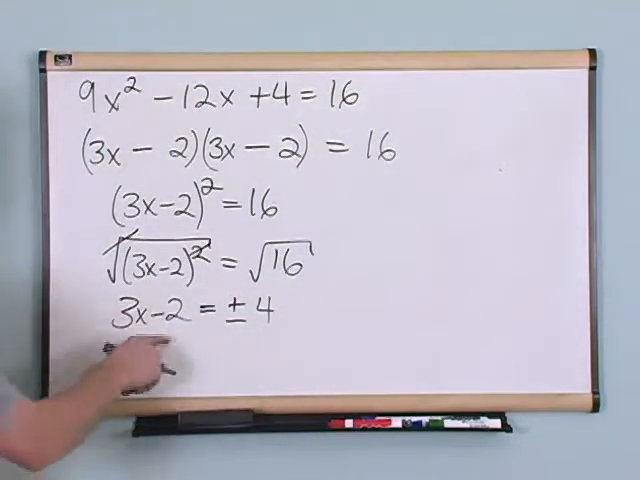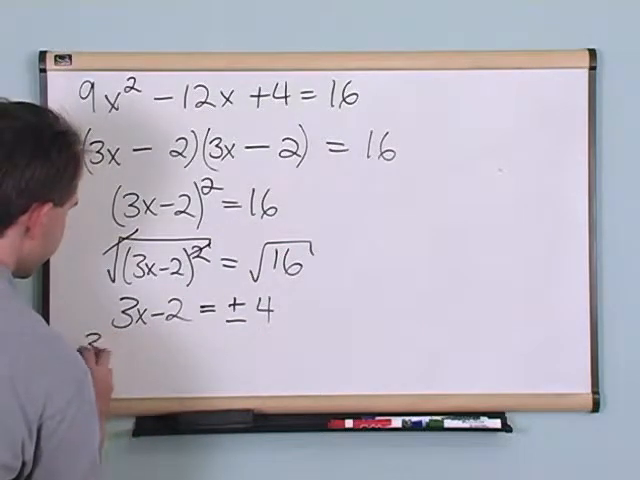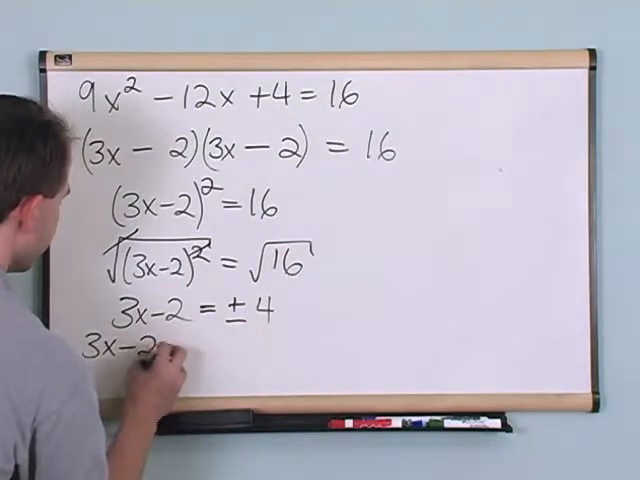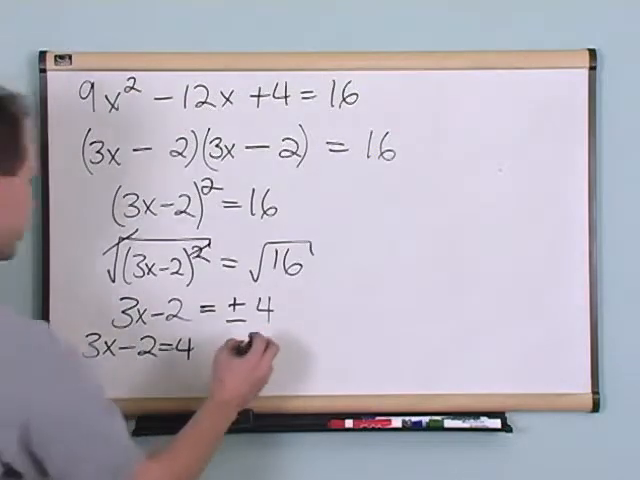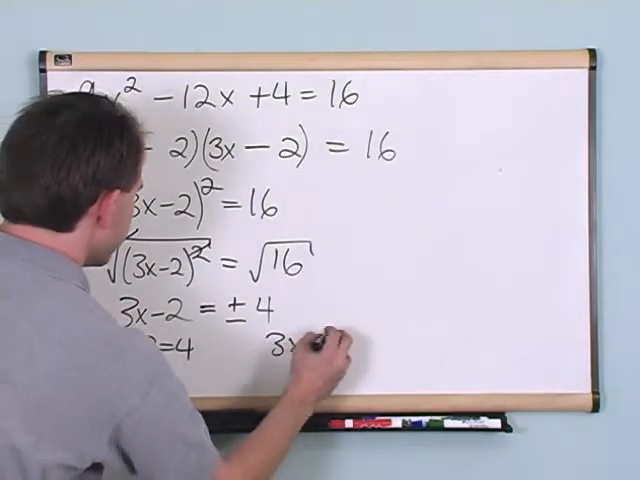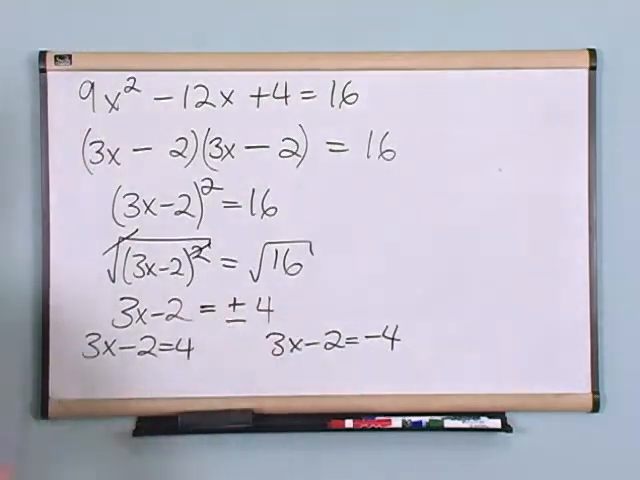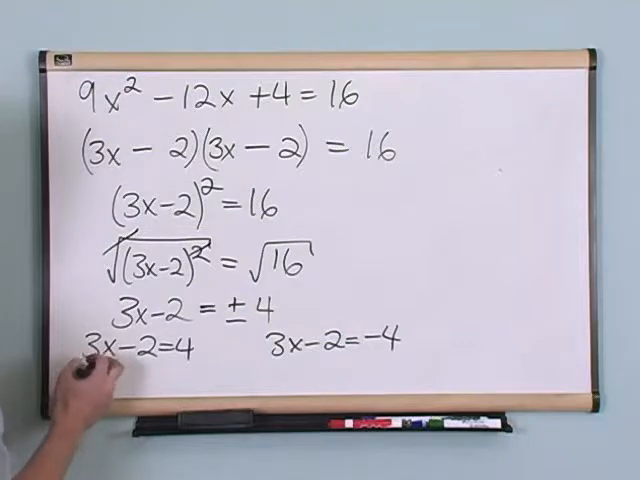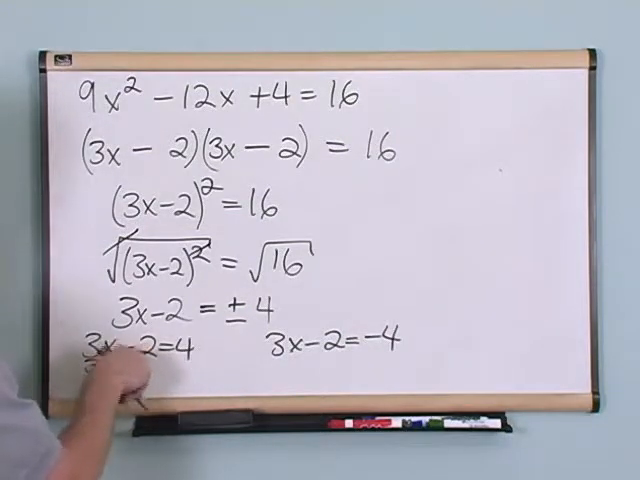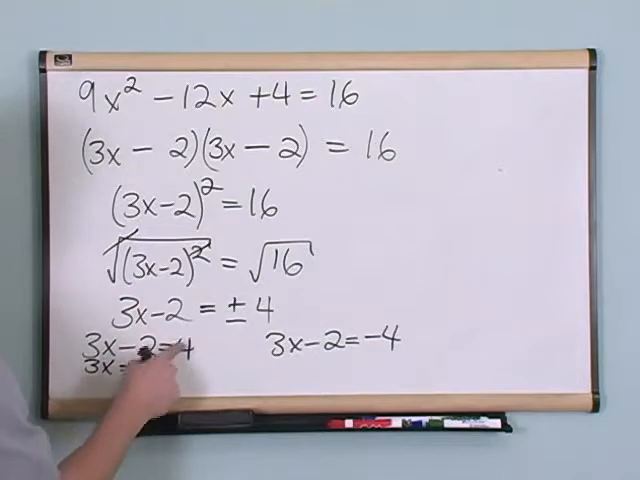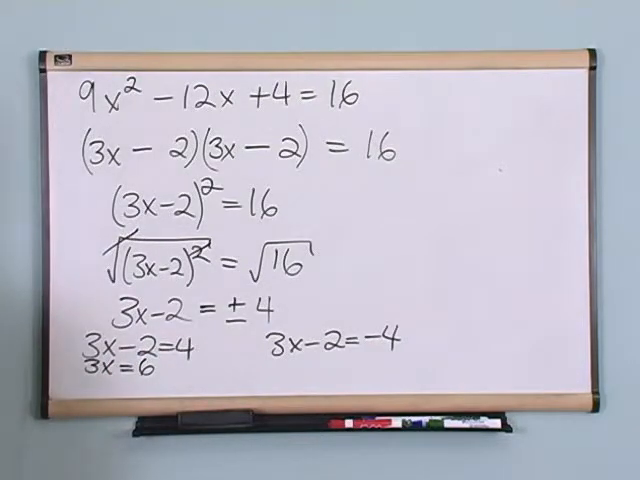So really, this leads to two equations. The first one is 3x minus 2 equals 4. The second one is 3x minus 2 equals negative 4, because on the right-hand side, there's two different numbers that will work out. For this one, 3x equals, and I move the 2 over by adding 2, so that's 6. 4 plus 2 is 6. X is going to be 6 divided by 3, which is just going to be equal to 2.